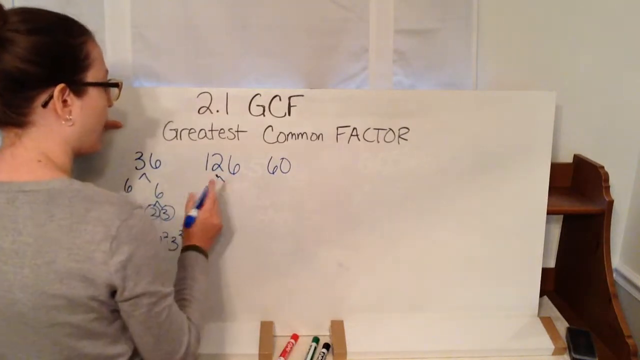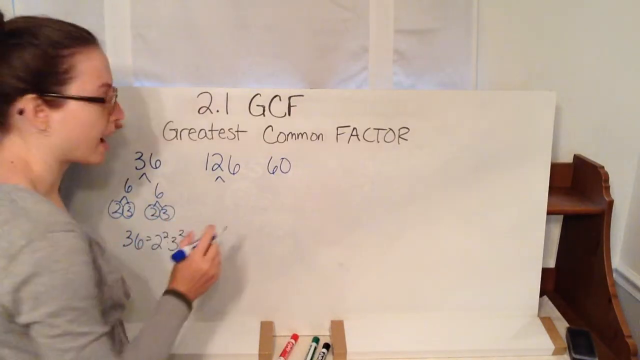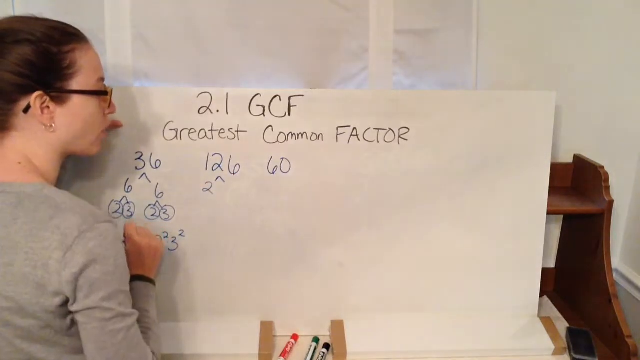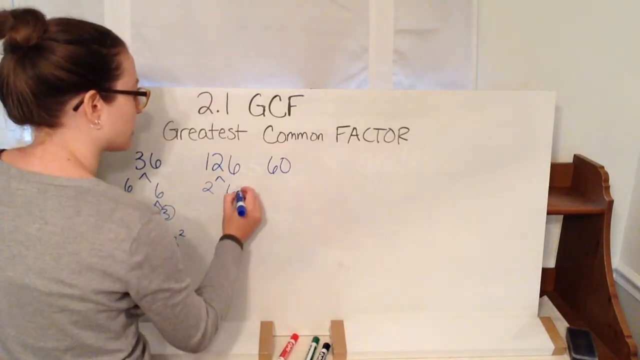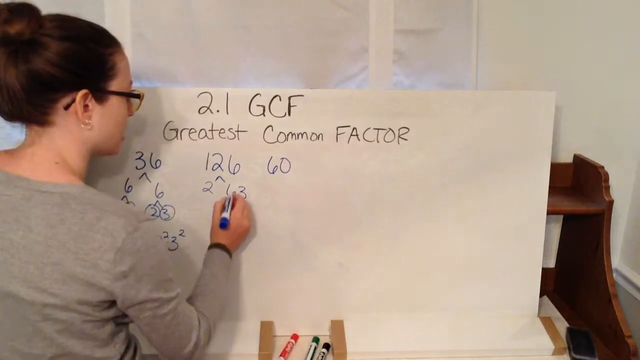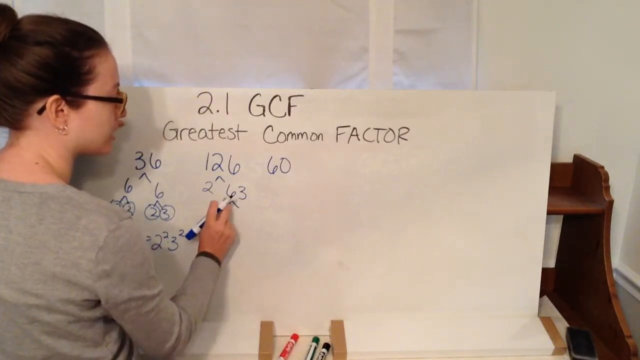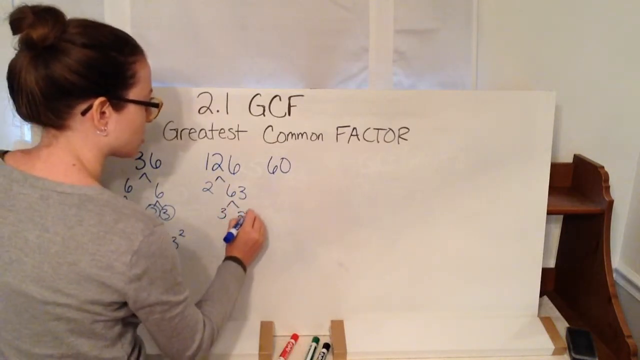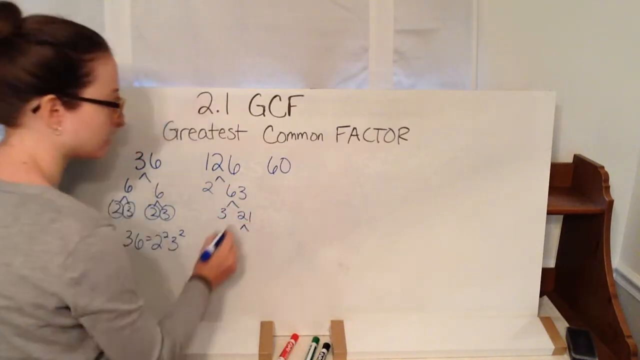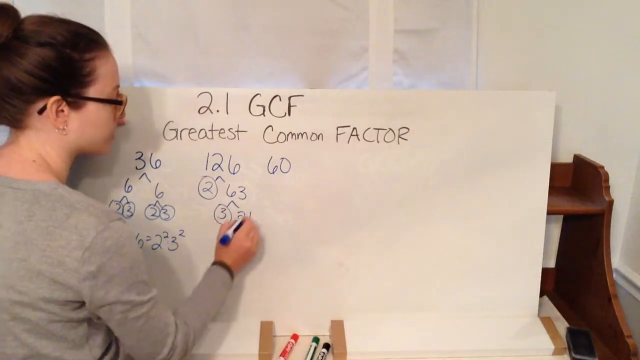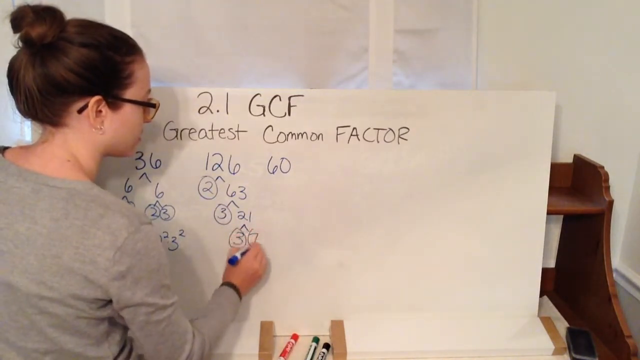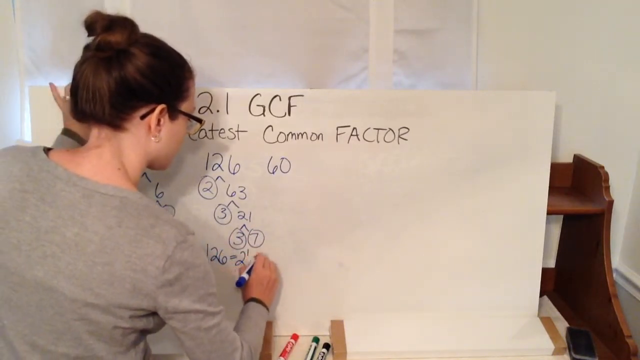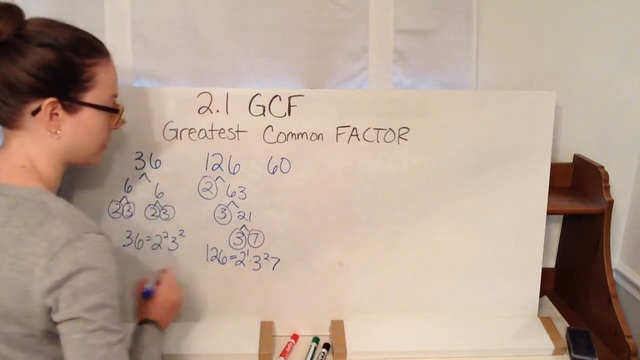126, I don't know anything right off the top of my head other than this ends in a 6, so there's definitely a 2 in there. When you do the long division, you'll find that it's 63. When we factor 63, I know that 63 has a 3 in it. And when I do that, it's 21. Finally, 21, so sorry, 2 and 3 are prime. 21 is 3 and 7, which are now both prime. So 126 equals 2 to the first times 3 squared times 7 to the first.